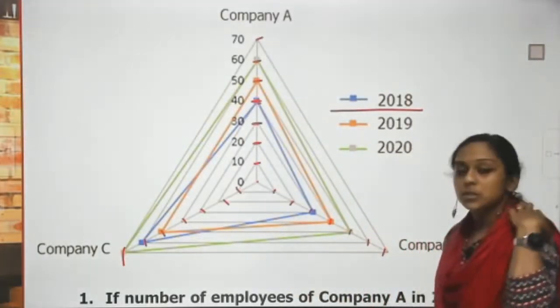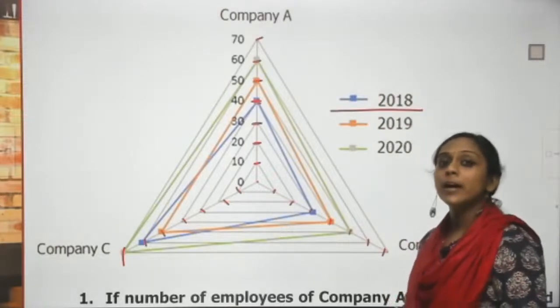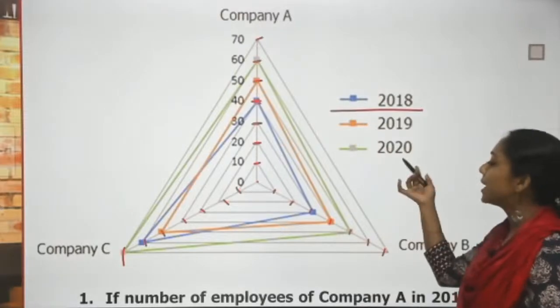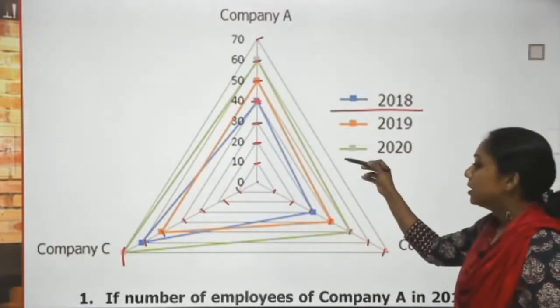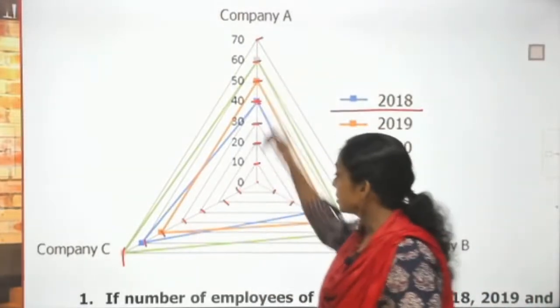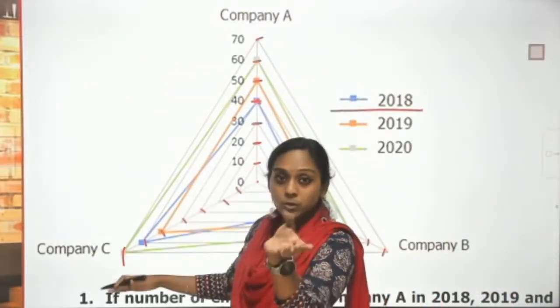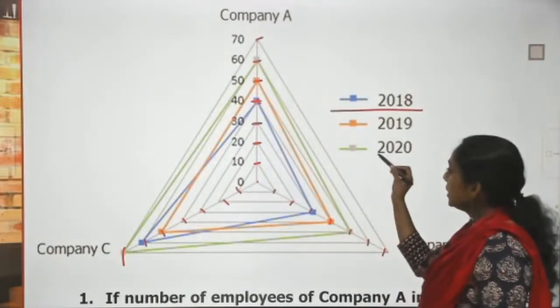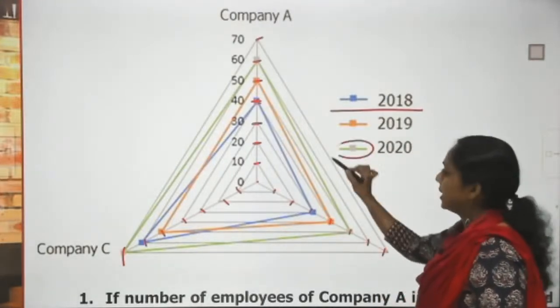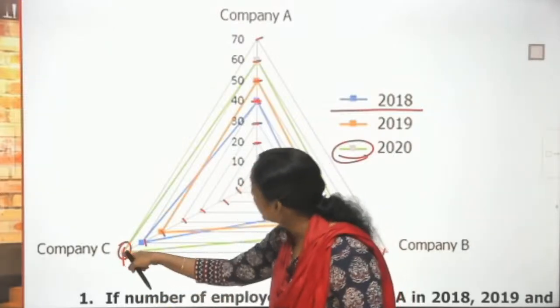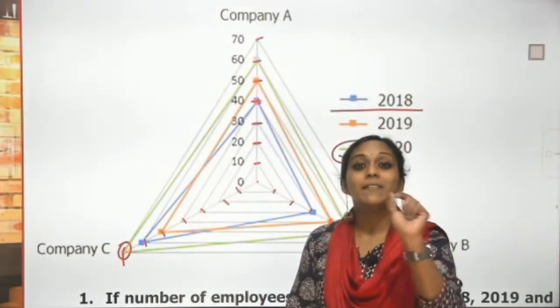Now suppose you have to find the percentage of males in 2020 for company C. Company C's arm is this one. 2020 means that is the green. So this is the value, the final value. That is 70, so that is 70%.